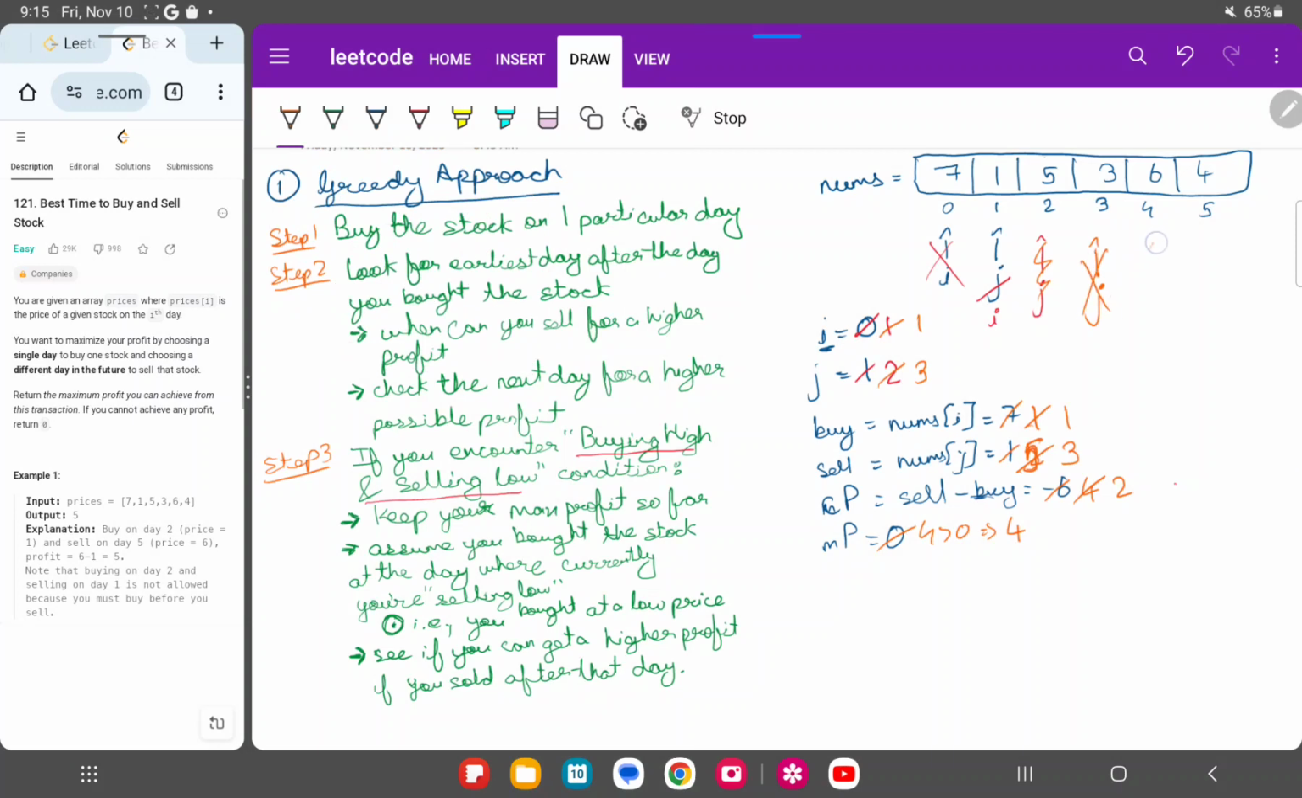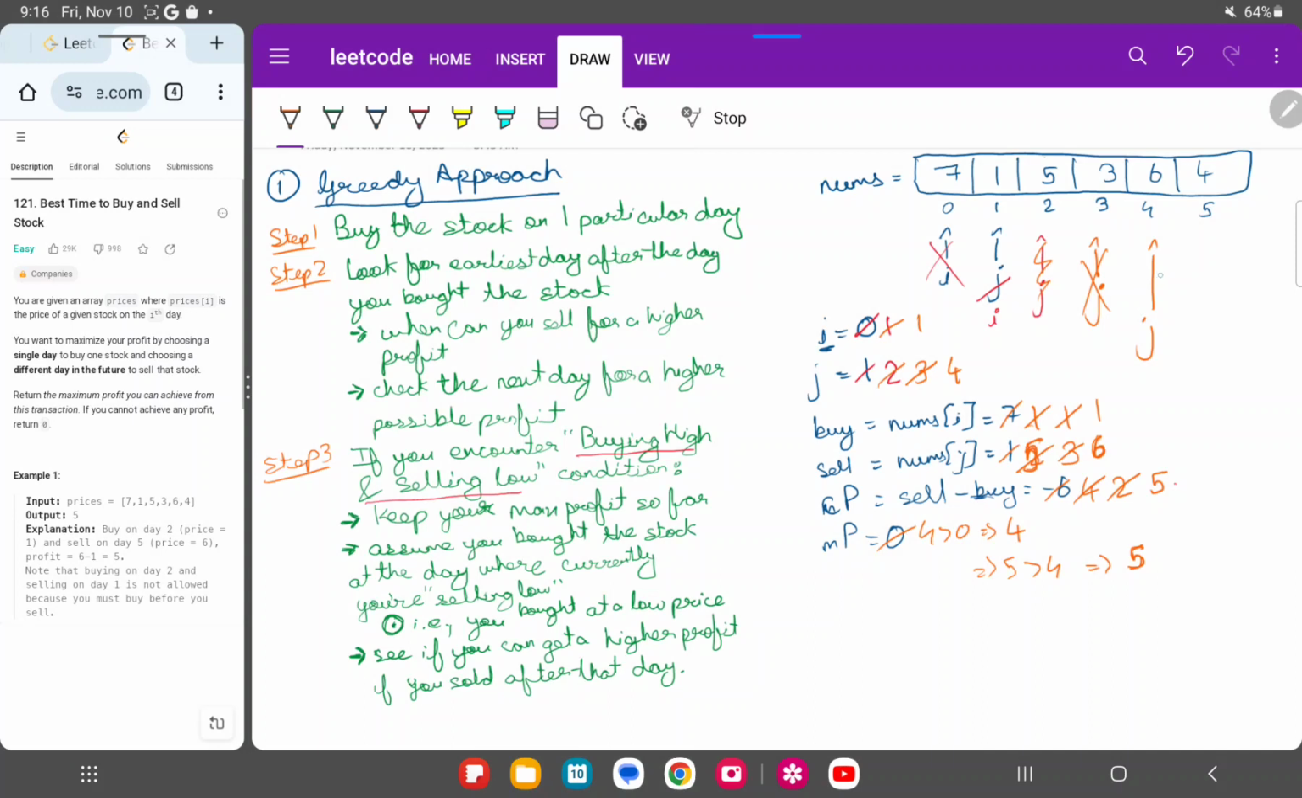Again increment j by 1, we check for the next selling day, i remains 1, j becomes 4, the buying price is still 1, the selling price however changes to 6. So this is the stock price that we're selling at right now. So what is the current profit? 6 minus 1 in this case would be 5. Notice that 5 is greater than 4, that is current profit is greater than our maximum profit encountered so far. So we update our max profit to 5. This is the new max profit that we have encountered so far.